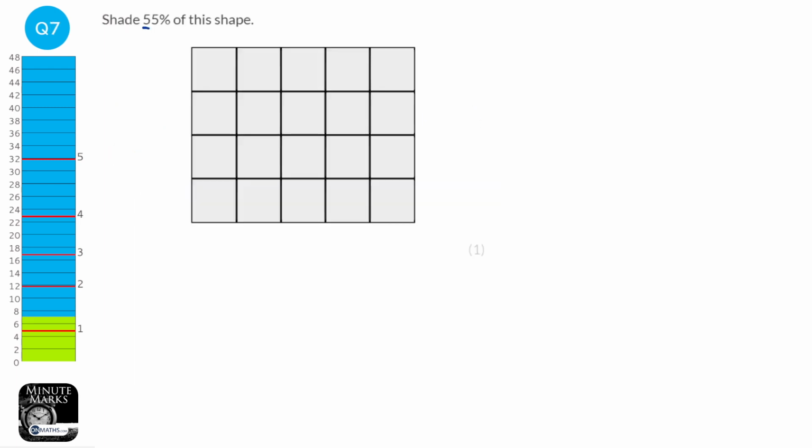So 55% is the same as 55 over 100. And what I can do is divide the top and bottom of the fraction by 5, and so that is going to equal 11 over 20.